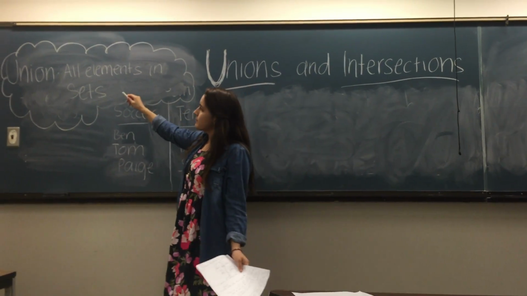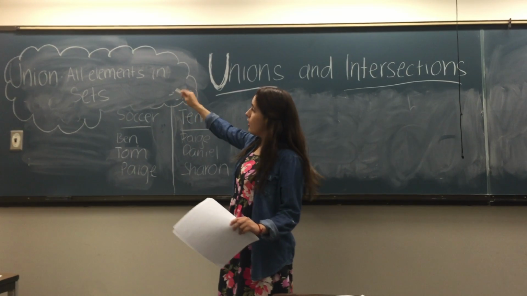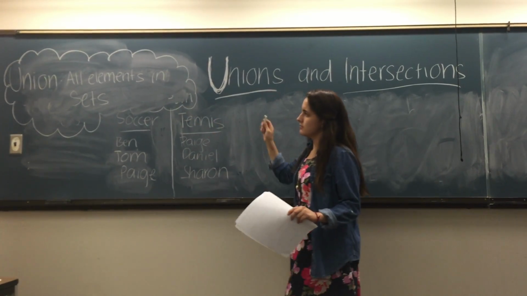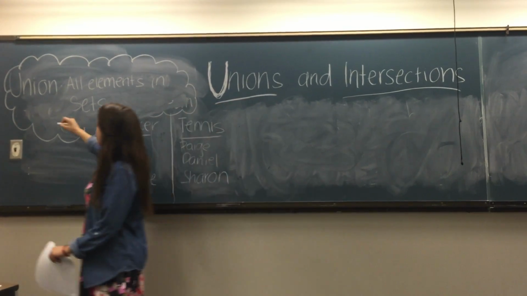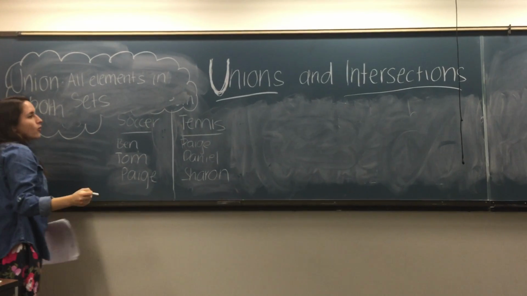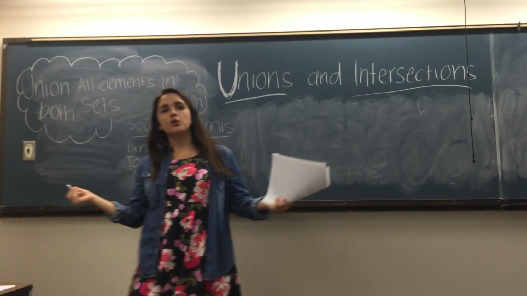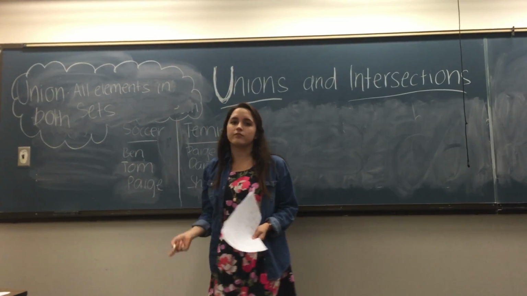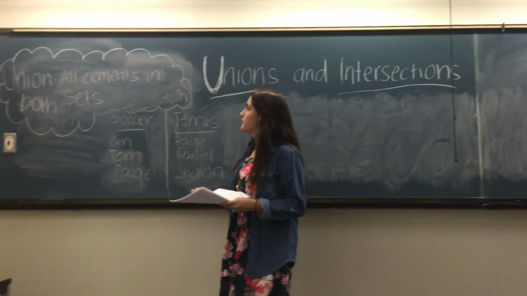Okay, so now let's talk about the definition of a union. A union between two sets includes all elements in both sets. Now this definition is very important because we will be going back to it whenever we're talking about unions. So I'm going to need you to take out your notebook and write the definition down, and whenever you're doubting what a union is, just go back to it and review it.